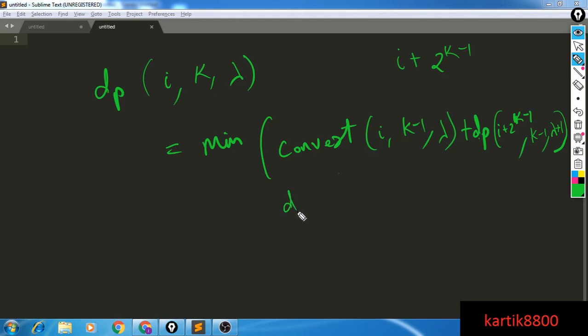Or the second option is that you do this. You convert the second half to all lambdas. The second half starts at i plus 2 power k minus 1.